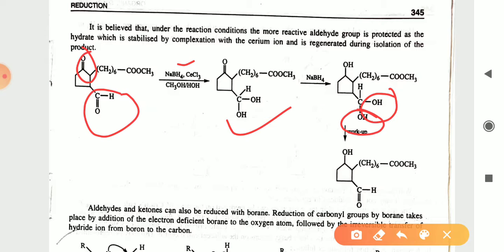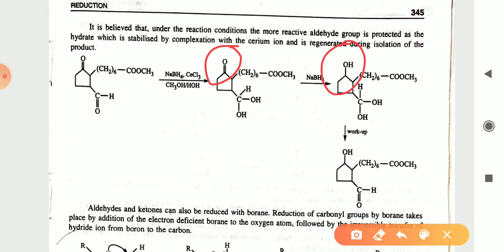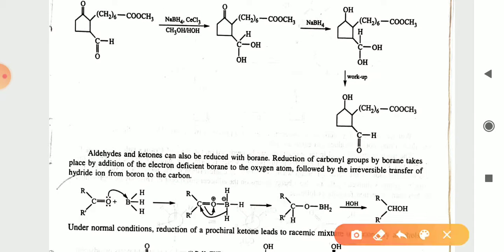So the C double bond O bond will be reduced to the alcohol group. Also, in the other position, the carbonyl group is also reduced. Okay, now the final product we will get is the reduction of the OH group present over here. The aldehyde group will not be reduced in that condition.